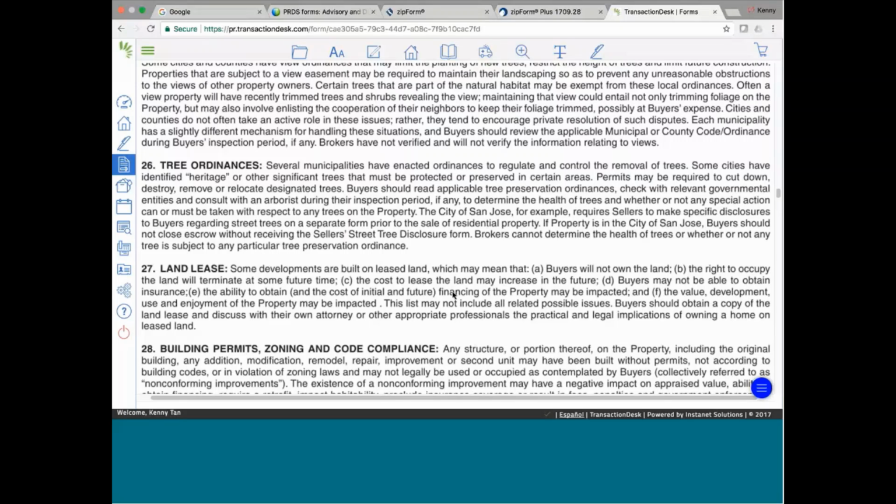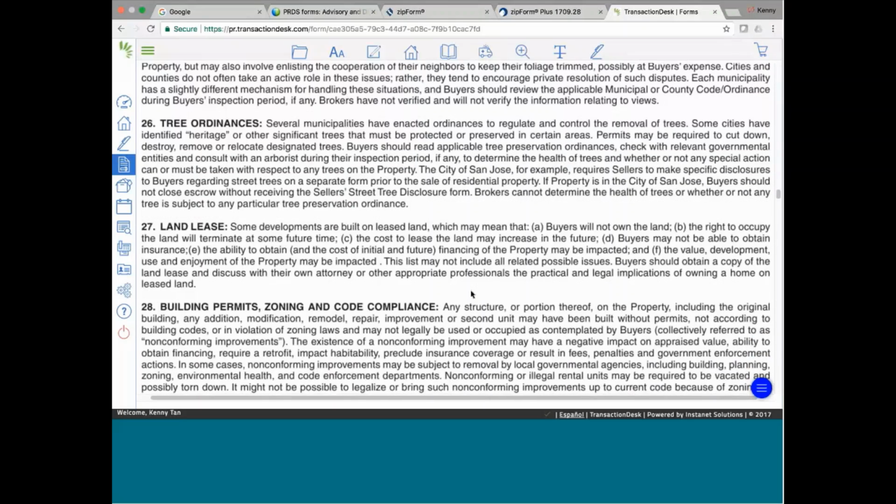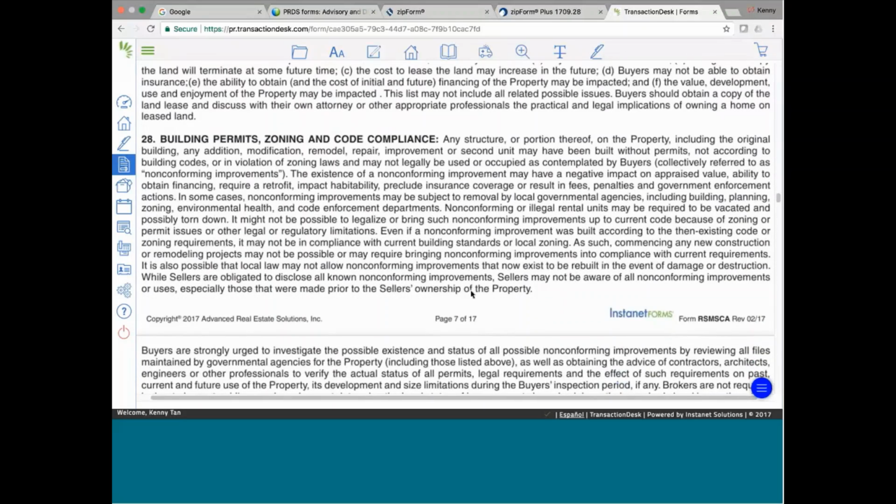Land lease. You guys have not come across land lease yet. Sometimes when you buy a piece of property, you think you're buying the land, but you're not. Because you may be buying a lease, so just be aware of that. Okay, you buy land, that's fee simple, right? If you buy a lease, there's no fee simple. It could expire sometime. Right?